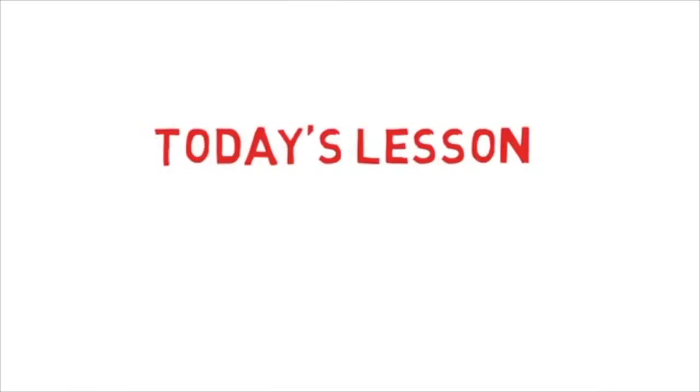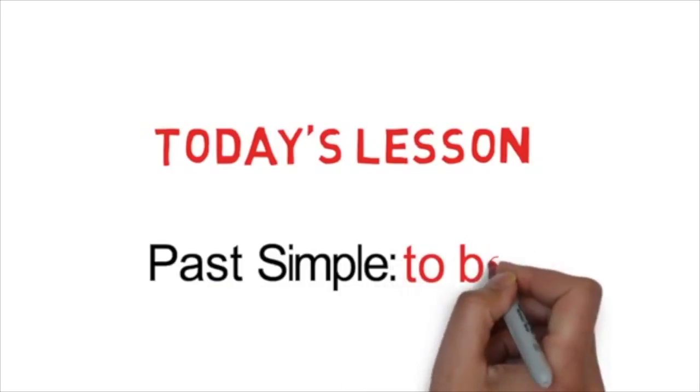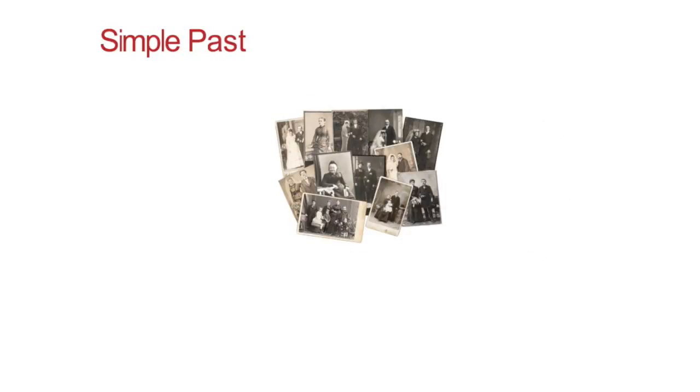Today we are going to discuss the past simple of the verb to be. We use the simple past tense to describe something that happened in the past and has already finished.